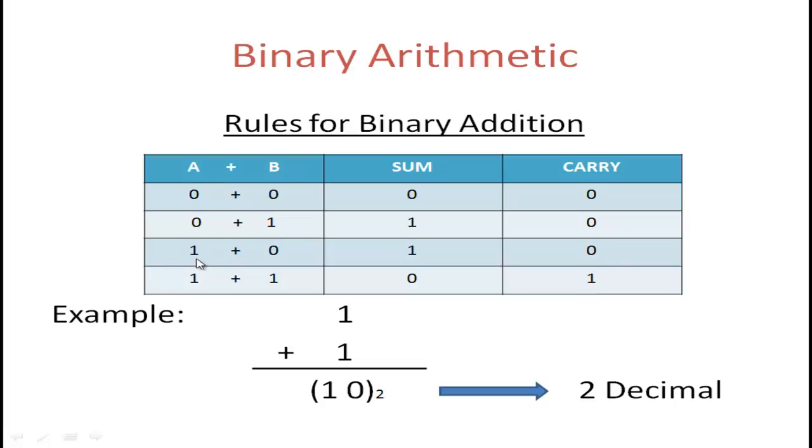First three cases are simpler cases. The fourth one is an interesting case and it has been elaborated a little bit here. It is 1 plus 1, sum is equal to 0 and carry is here. This carry comes down and then it is 10. This is actually the binary representation of the decimal number 2.